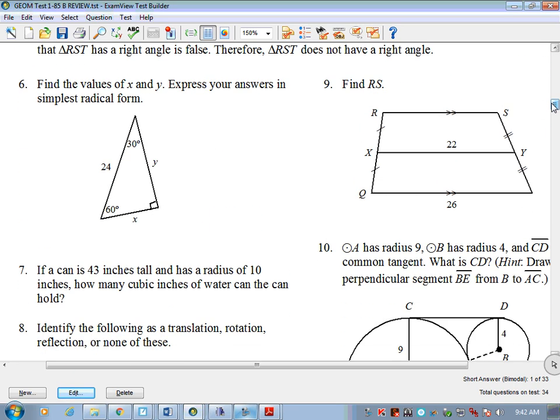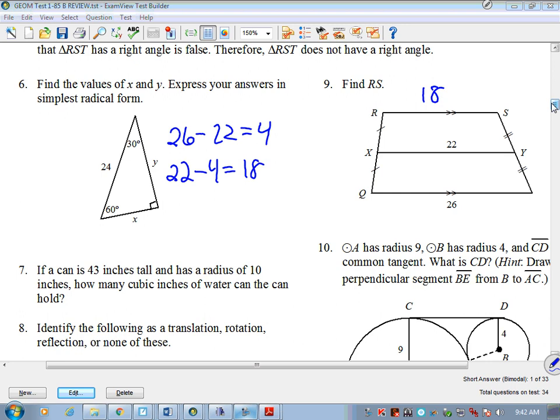Okay. Well, let's scroll on up here to number 9. Find RS. Okay, there's 2 ways to do this. There's a longer mathematical way and there's a fairly simple way. I don't care which one you necessarily do, so long as you get to the right answer. If I was going to do this really quick, I would take 26 minus 22. I would get 4. I would take 22 minus 4 and get 18. Just like that.